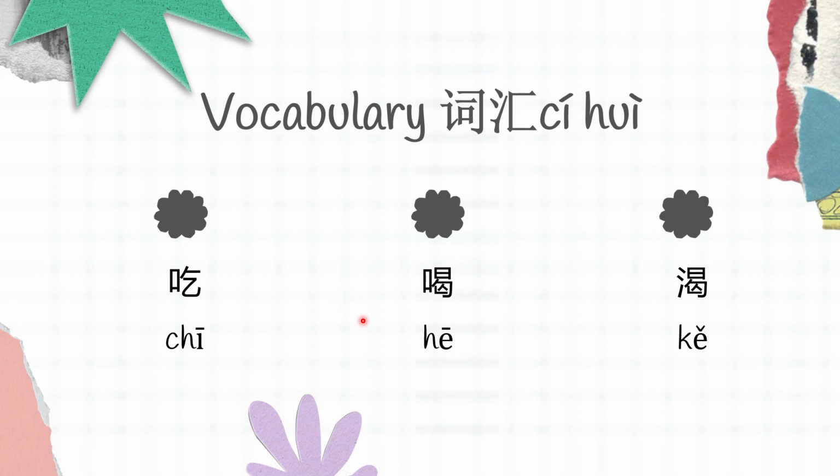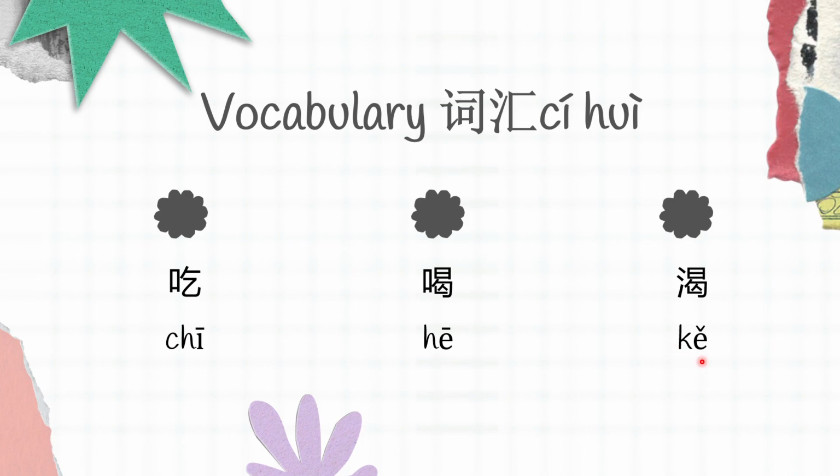So in this slide we have 3 vocabularies to learn. We have 吃, 喝, 渴. So let's read together, guys. 吃, 喝, 渴. So 吃 is eat and it is a verb. 喝 is drink and it is also a verb.